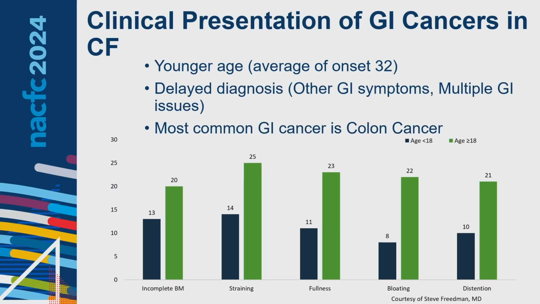This is courtesy of Steve Freeman from the Galaxy study. So the clinical presentation of GI cancers in CF are difficult because not only are they happening at a younger age, so you don't expect cancer to come to your differential at such a young age, and also delayed diagnosis due to a lot of our CF population has GI symptoms, as has already been discussed. This is the Galaxy data, which shows a quarter of patients have symptoms that I would say would be mimickers of colon cancer symptoms: incomplete bowel movements, straining, fullness, bloating, and distension in those adult patients. And remember that the most common GI cancer is colon cancer.